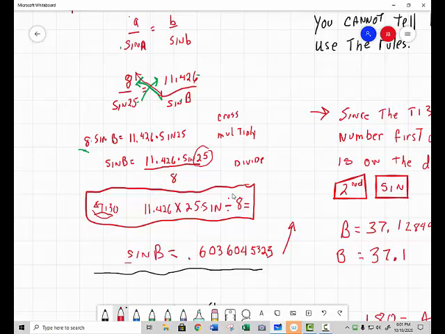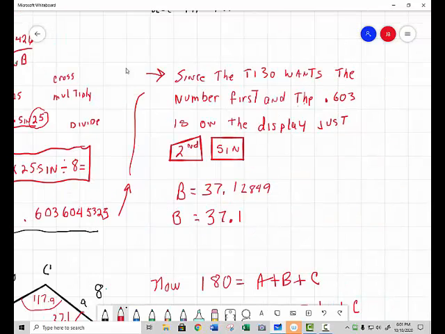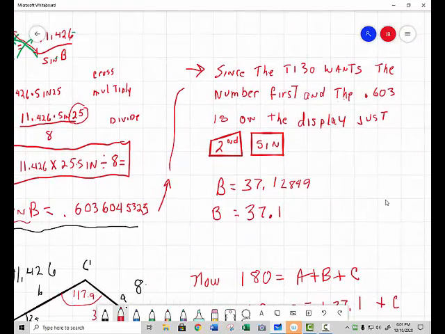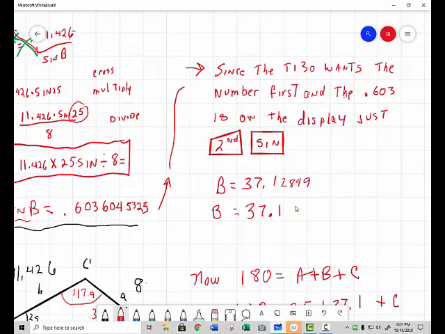Since the TI-30XA requires that you put the number in first, that 0.603 number is already on your screen. And if it's already on your screen, all you have to do is push second sine, and remember what that is. That's the sine inverse. It's the angle whose sine is 0.603, and I see that the angle I'm interested in is now 37.1. And again, I can go back and label my triangle.